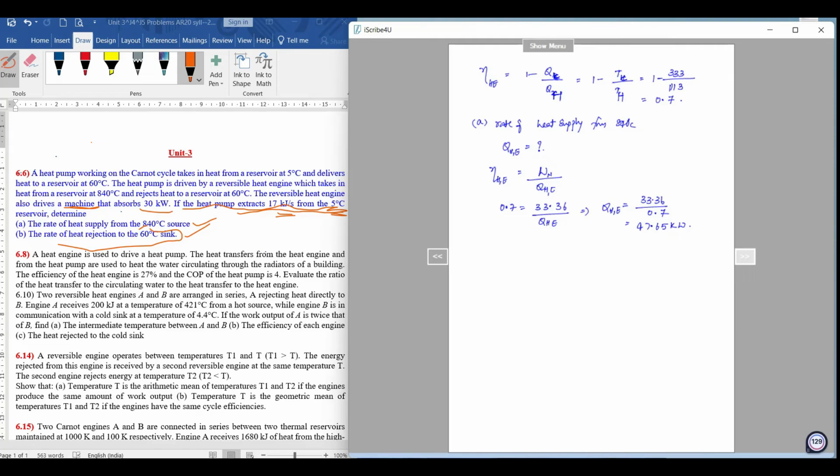47.65 kilowatt. Second part of the question is the heat rejected to 60 degrees Celsius. Okay, this already I told you, the total heat. So the total heat rejected is equal to QH of pump plus QC of engine.